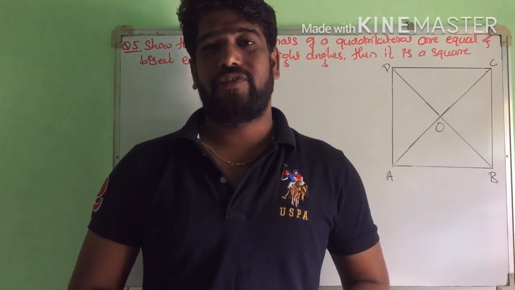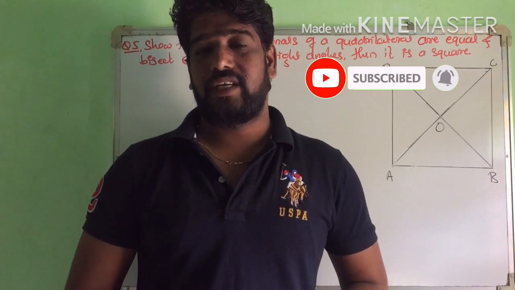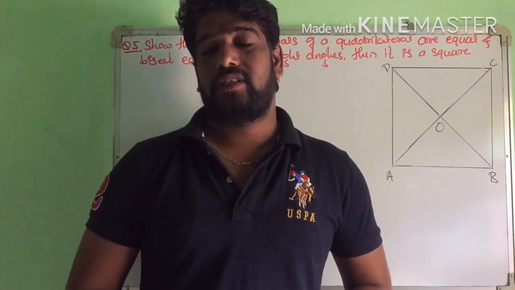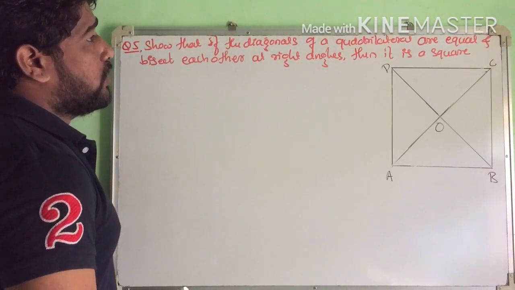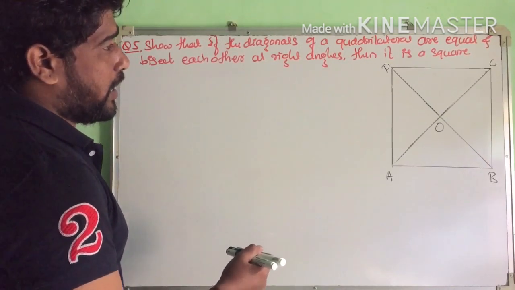Hi, welcome back students. We are discussing quadrilateral exercise point 1. In the previous section we discussed question number 4, and in today's section I am going to discuss the 5th question. So what is that? Show that the diagonals of a quadrilateral are equal and bisect each other at a right angle.